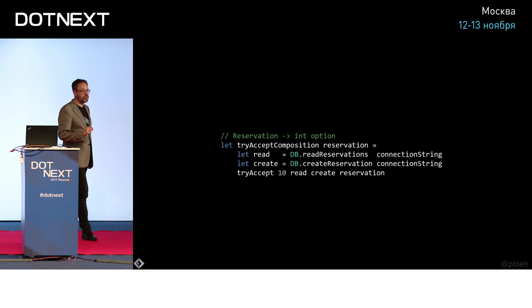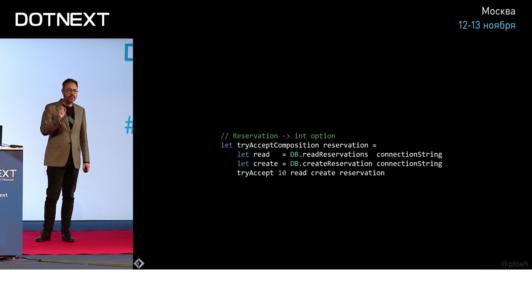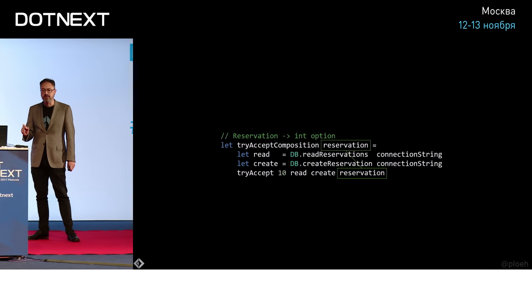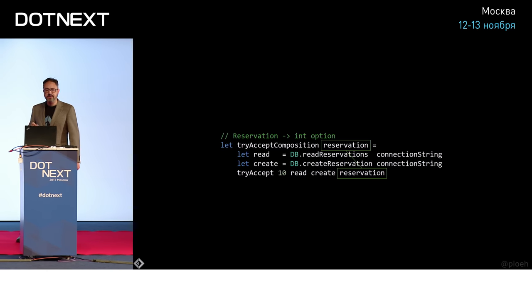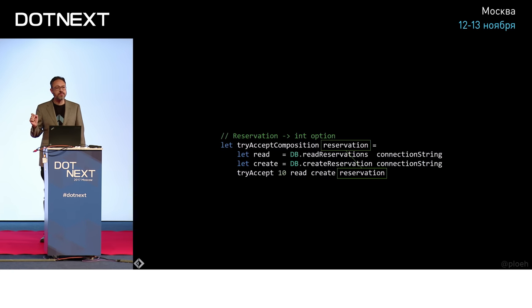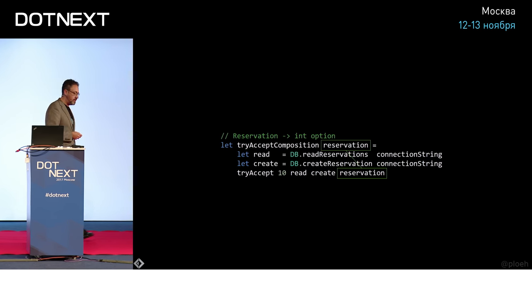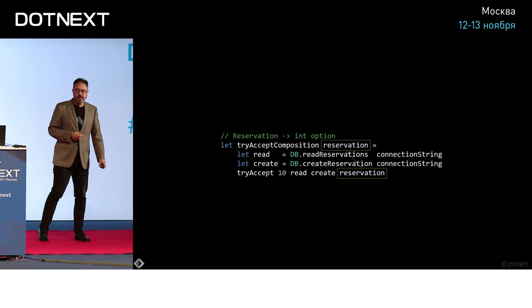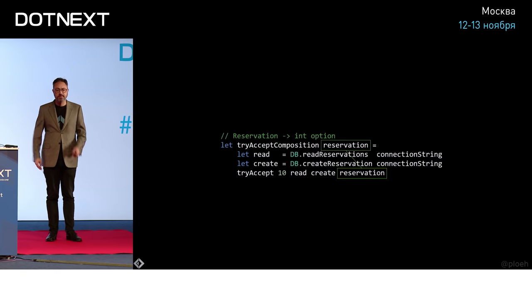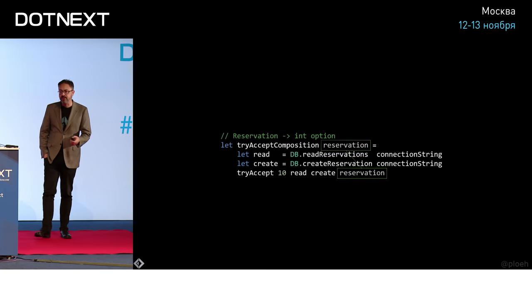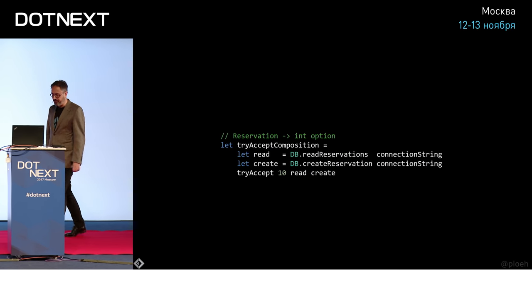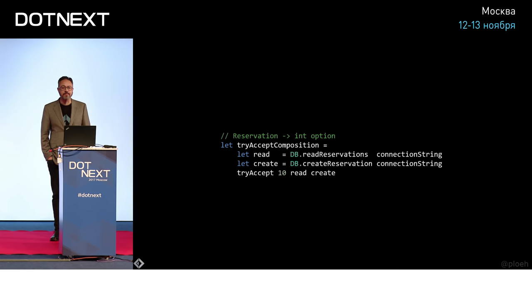Now, one thing we can do is we have reservation on both sides of the equal sign, as you can see here. And sometimes it's a little bit like in mathematics. If you have something that appears on both sides of the equal sign, sometimes you can remove it. The rules are a little bit different here in F# and other languages. But in this particular case, we can perform something called an eta reduction. So I can just remove both occurrences of reservation there.